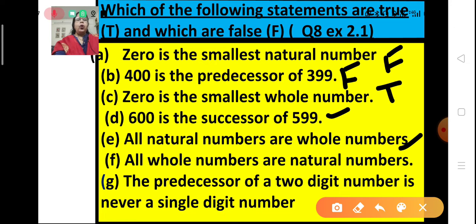But F, all whole numbers are natural numbers, are they? No, 0 is not a natural number. So all whole numbers are not natural numbers. So this is wrong. This is false. G, the predecessor of a 2-digit number is never a single-digit number. Predecessor means what? The number which comes before. This is wrong because we have a single-digit number 9 that comes before the 2-digit number 10, isn't it? So this statement is false.